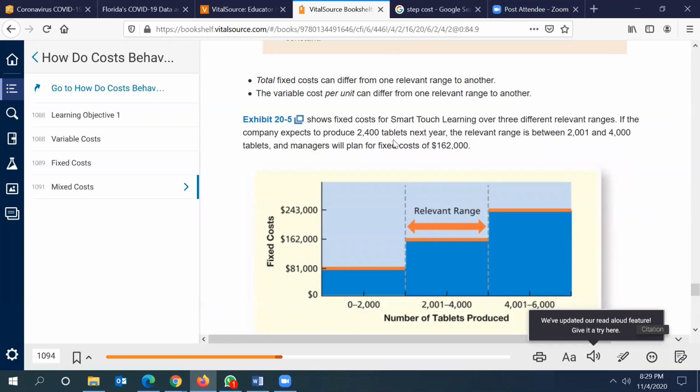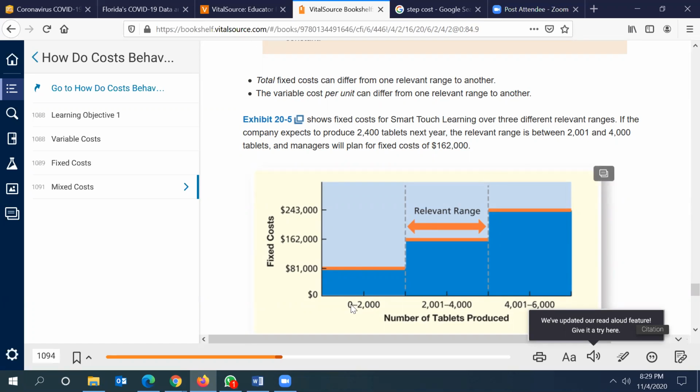So this exhibit is going to show fixed costs in a step-like fashion for Smart Touch Learning over 3 different relevant ranges. And if the company expects to produce 2,400 tablets next year, the relevant range is between 2,001 and 4,000 tablets. Here is why. Because one worker can produce up to 2,000 units.